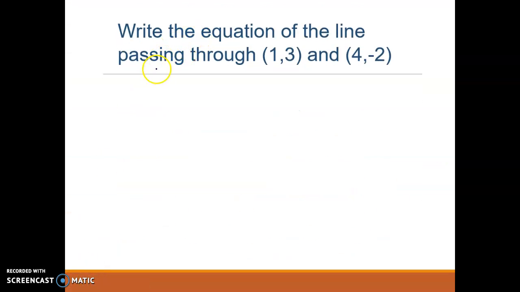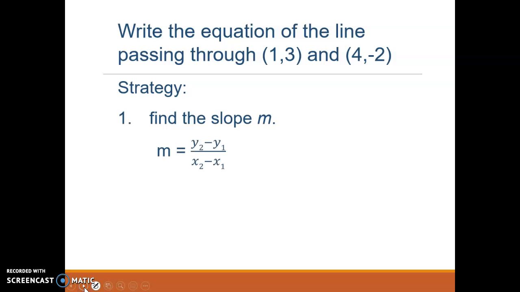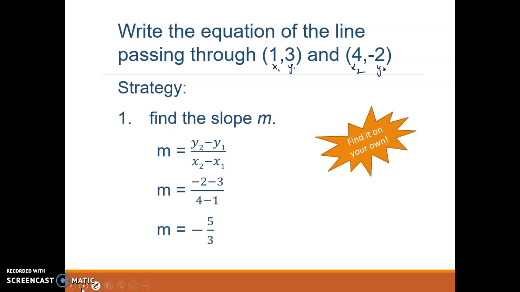Let's write the equation of a line passing through 2 points. So here we know a point, actually we know 2 points, but we don't know the slope. So what's our strategy? Let's find the slope first. Our slope, remember, is y2 minus y1 over x2 minus x1. So let's go ahead and label our x1, y1 and our x2, y2. So we're going to plug in what we know, and we find that our slope is negative 5/3. From there, what can we do?